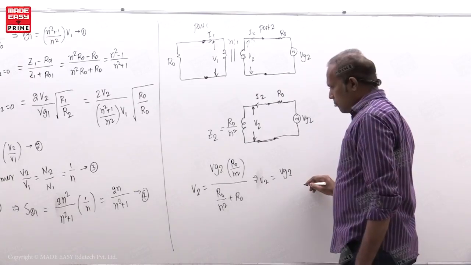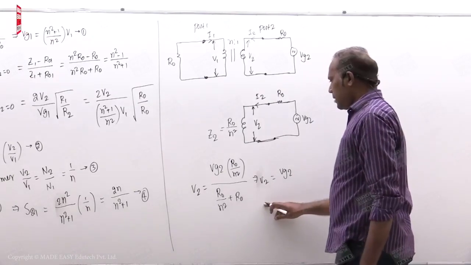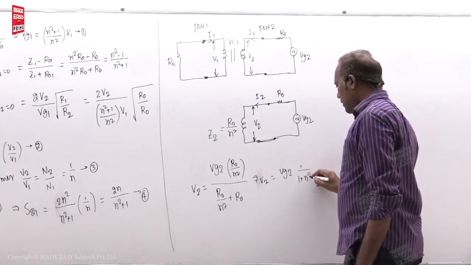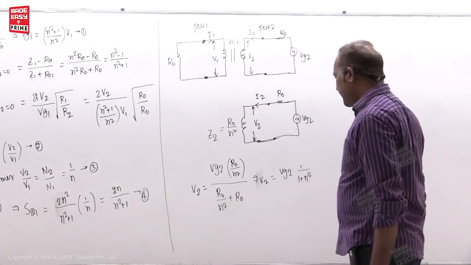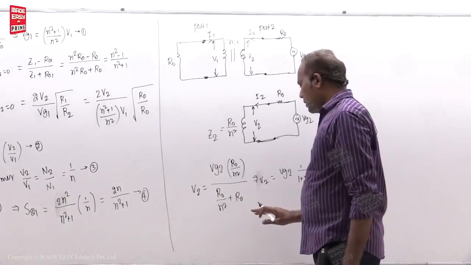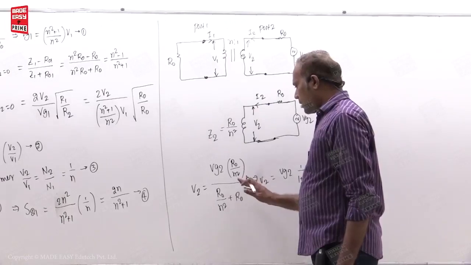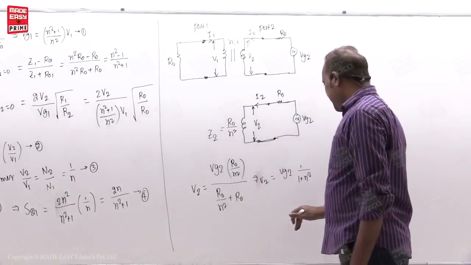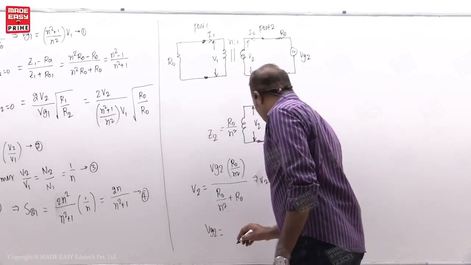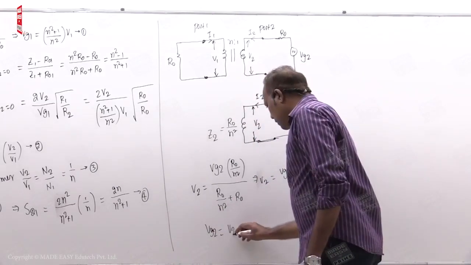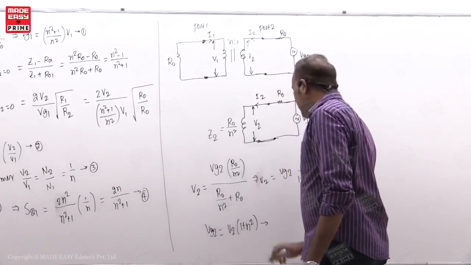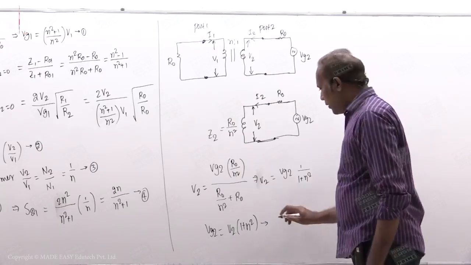R0 by n square, here also n square you take. So 1 by 1 plus n square you get, students. So the denominator n square cancels, so 1 plus n square. So this is fine. Now from this Vg2 is equal to V2 into 1 plus n square. So let us say this is equation number 5.